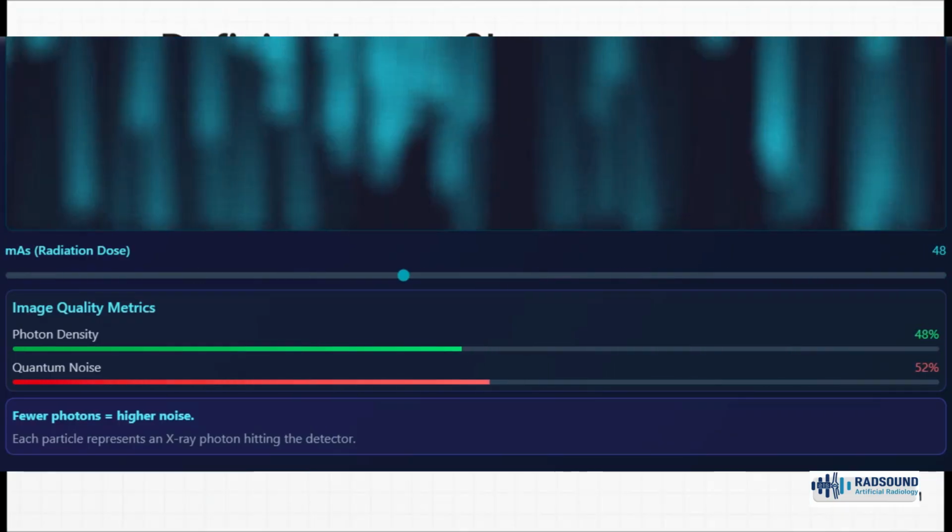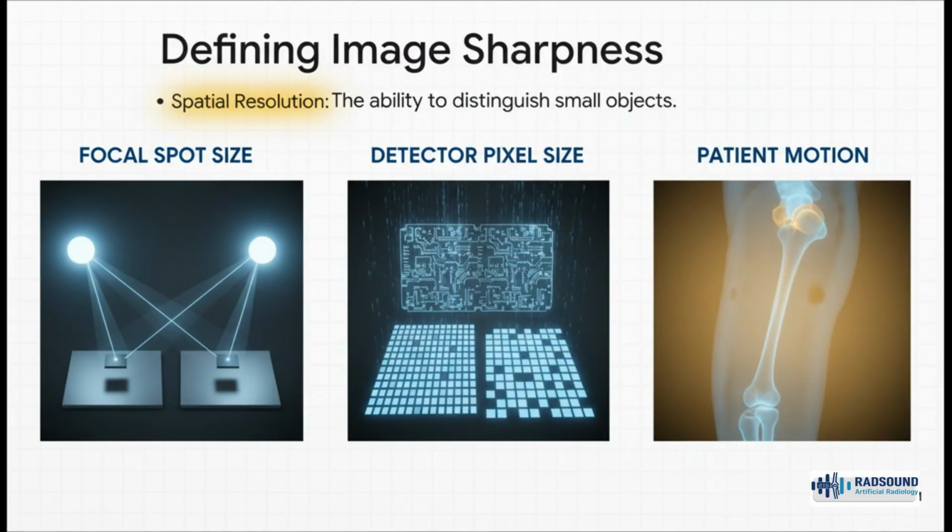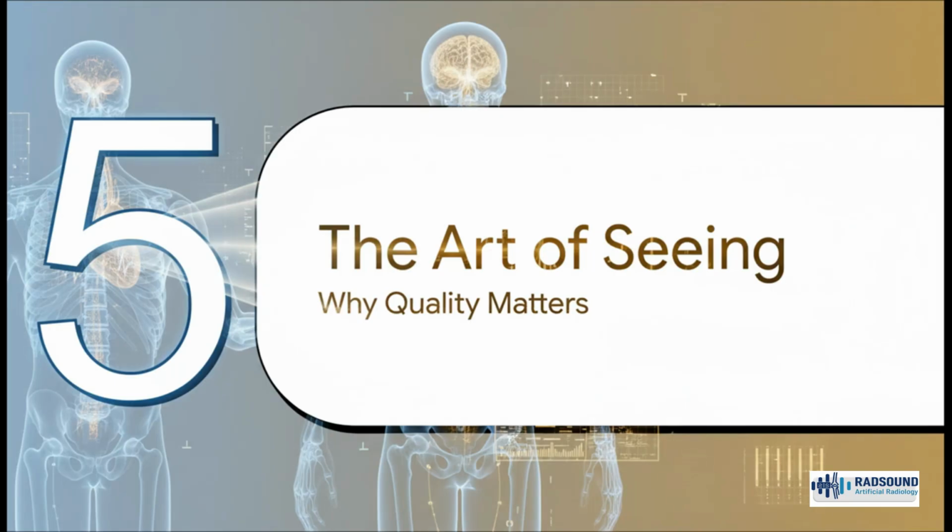Now, beyond just noise, we also care a ton about sharpness, or what we technically call spatial resolution. This is all about our ability to see tiny little details. It's affected by things like the size of the X-ray source and the pixel size in the detector, but also by something really practical: patient motion. I mean, you can have the best machine in the world, but if the patient moves, you've just got a useless blur.